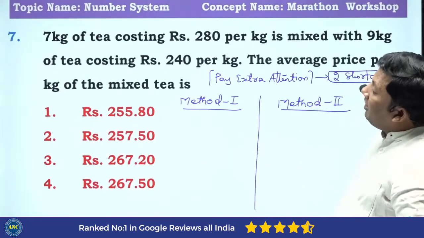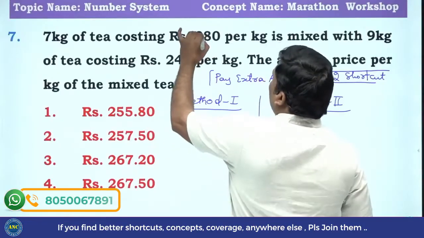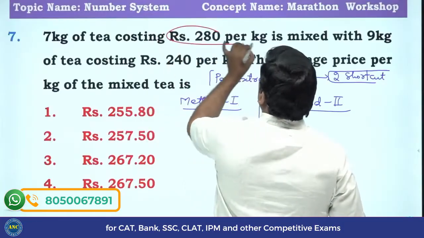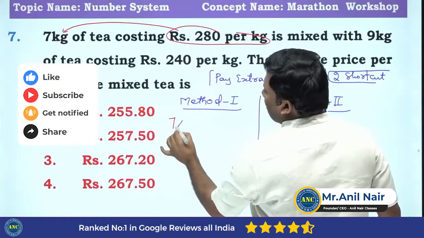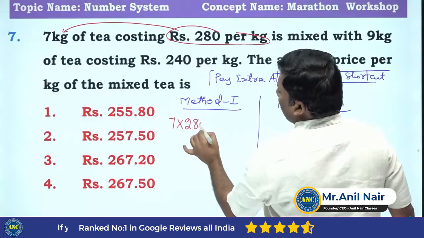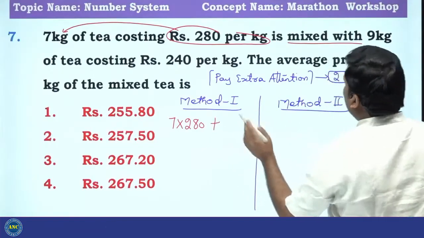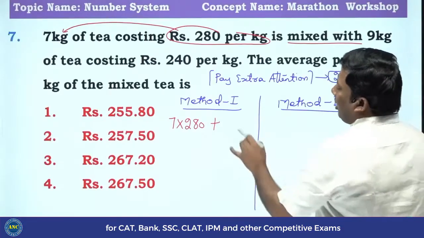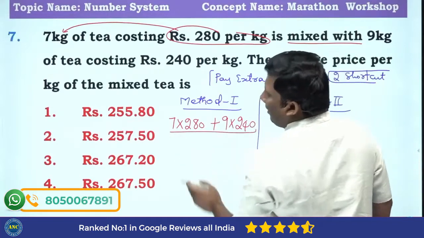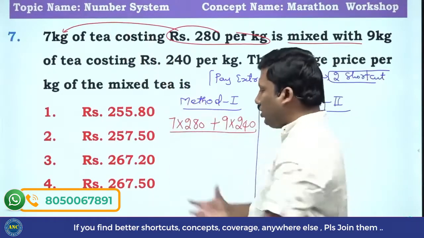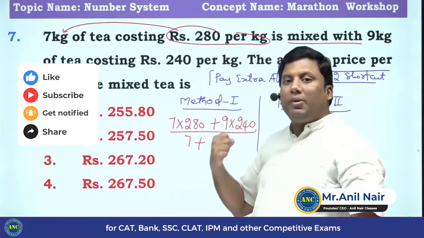7 kgs of tea costing 280 rupees per kg. There is one quality of tea which costs 280 rupees per kg. He bought 7 kgs. Each kg costs 280 rupees. That is mixed with 9 kg of tea costing 240 rupees. 9 into 240 divided by... First 7 kgs, next 9 kgs. So this is nothing but weighted average.